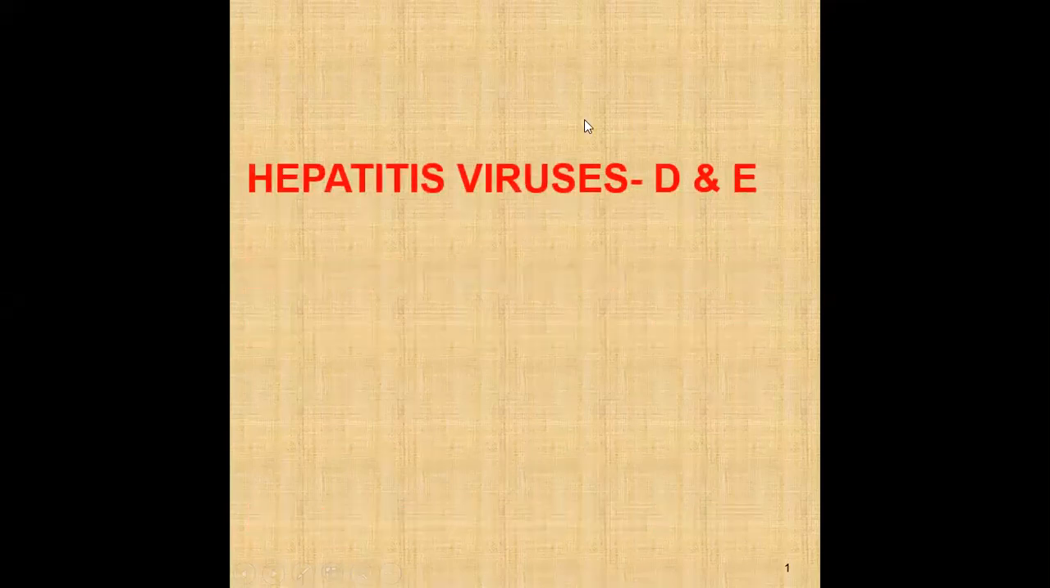Hepatitis D is mostly transmitted through blood as well as blood products, whereas hepatitis E is transmitted through oral food materials or fecal materials, by which the transmission of this disease is carried out.